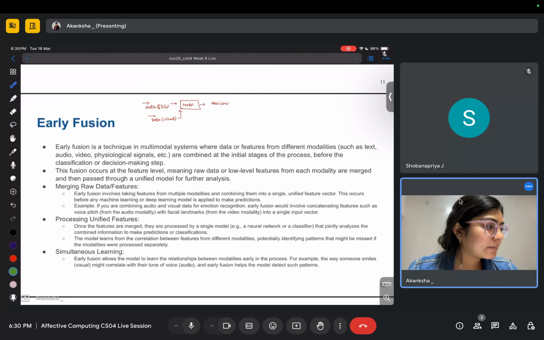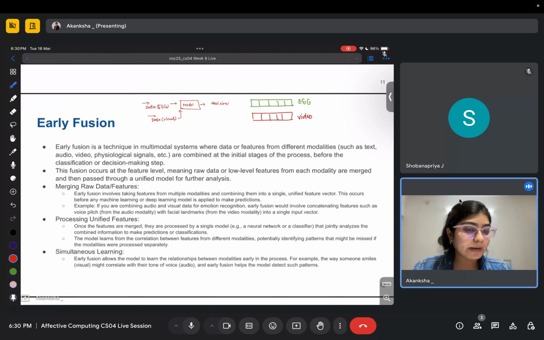let's say this is my features from EEG, and let's say these are my features from visual data, that is the video. Then if I want to combine them, I can, let's say, concatenate them. Let's say I want to concatenate the information.